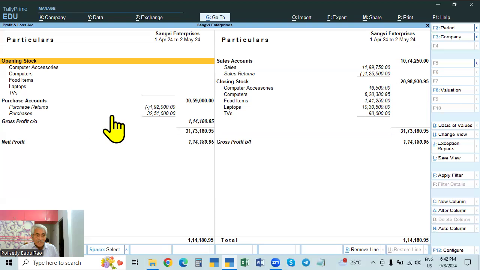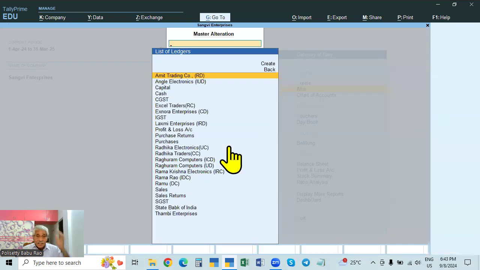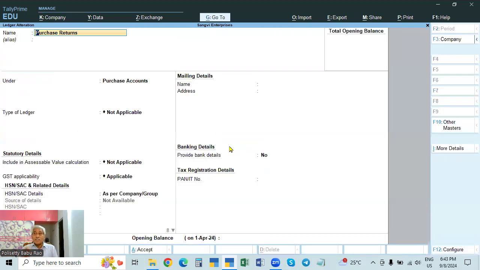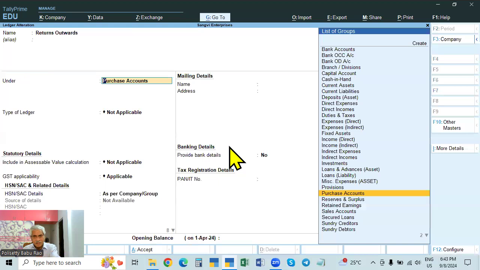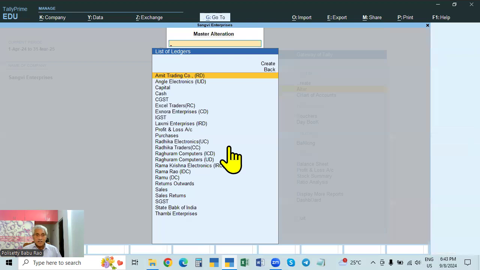And here, purchases it is showing later. First it is showing purchase returns. That is why, what we can do is, when we are creating the purchase returns ledger, we can make it another name, because purchase returns means we are sending out. They are also called returns outward. Suppose if you take returns outwards, actually the group is the same. So everything is the same.